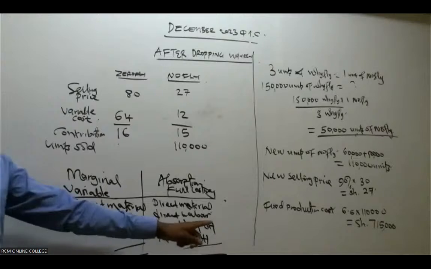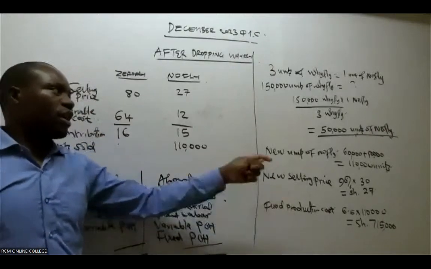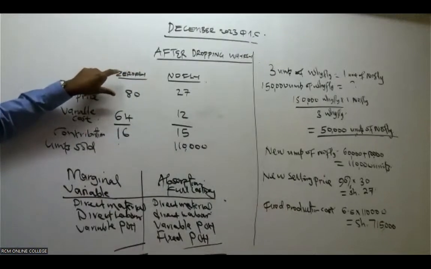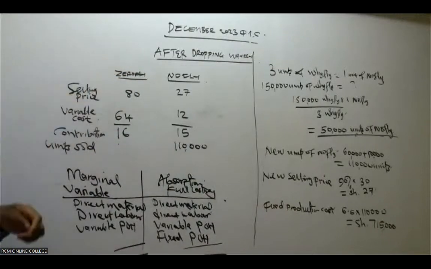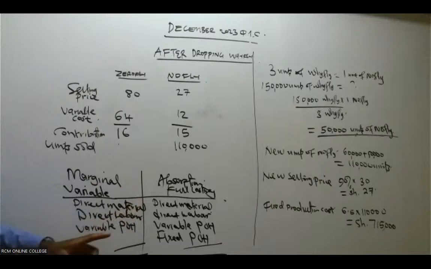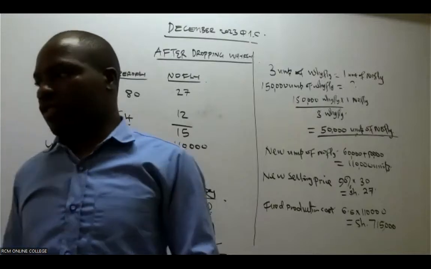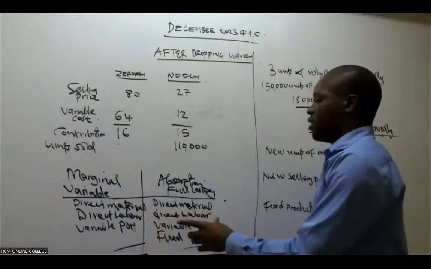Now, as far as this question is concerned, will we make this fixed production overhead to be part of product cost? Or do we have any information guiding us on the method being used, that is marginal or absorption? Do you have any information guiding us on how to deal with this section?